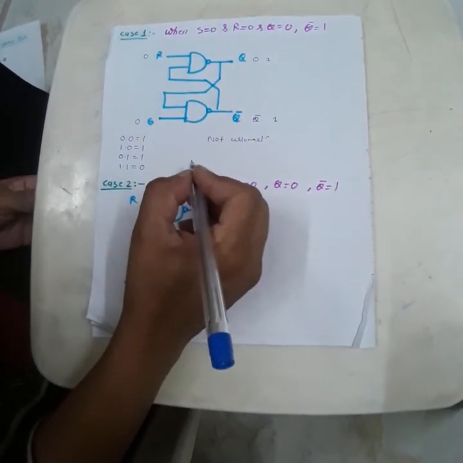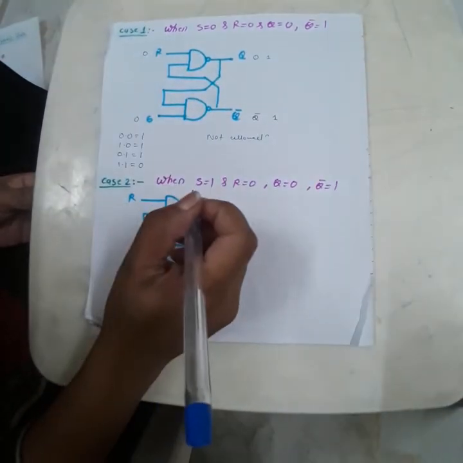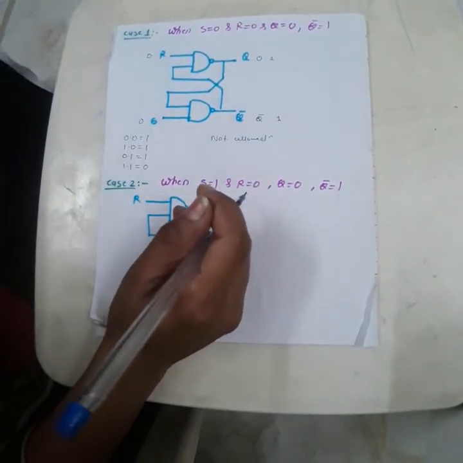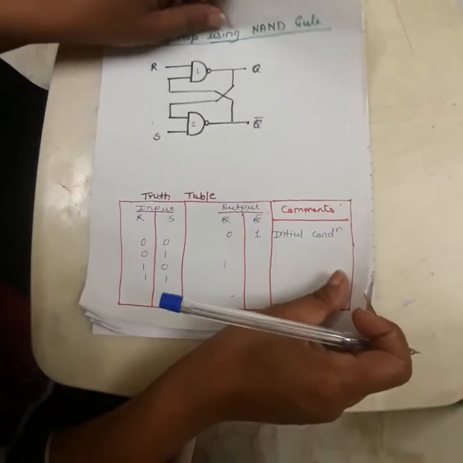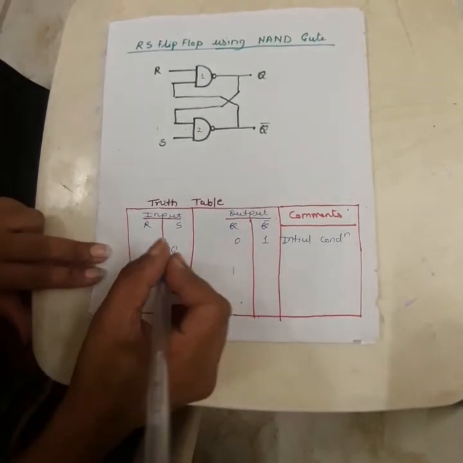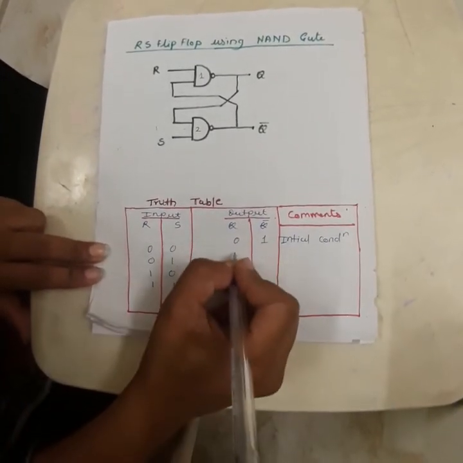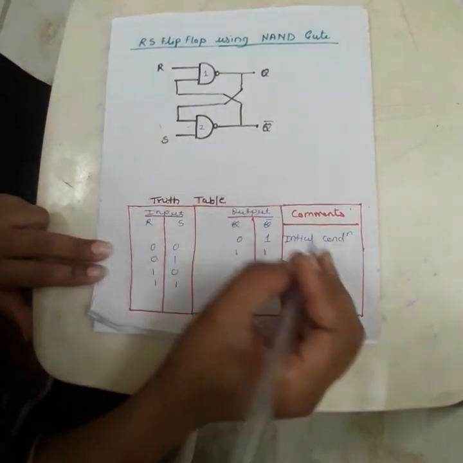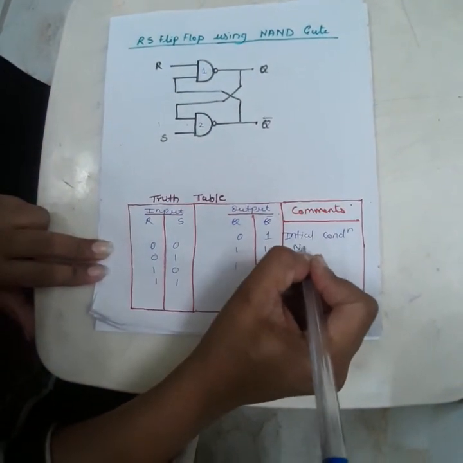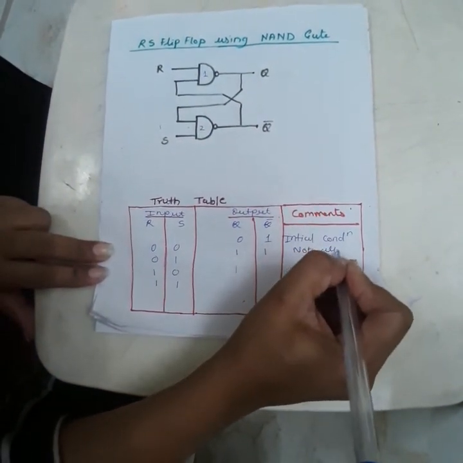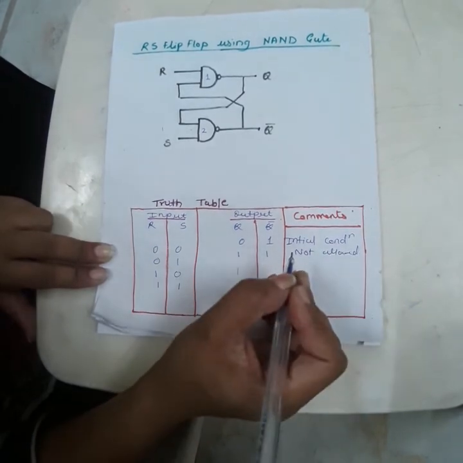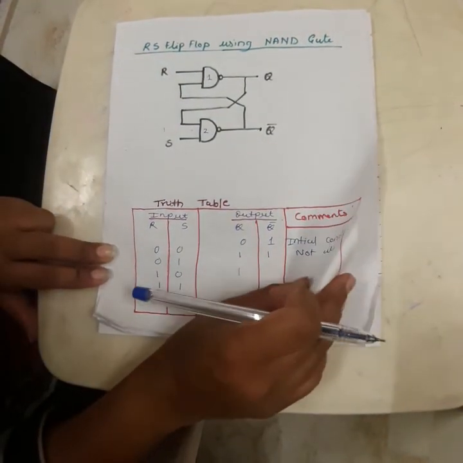Why is it a not allowed condition? Because they are complemented outputs. Okay. So when R equals 0 and S equals 0, you will get both the outputs as 1. So it is not possible. So we call it the not allowed condition or indeterminate state. Now we will check the second condition.